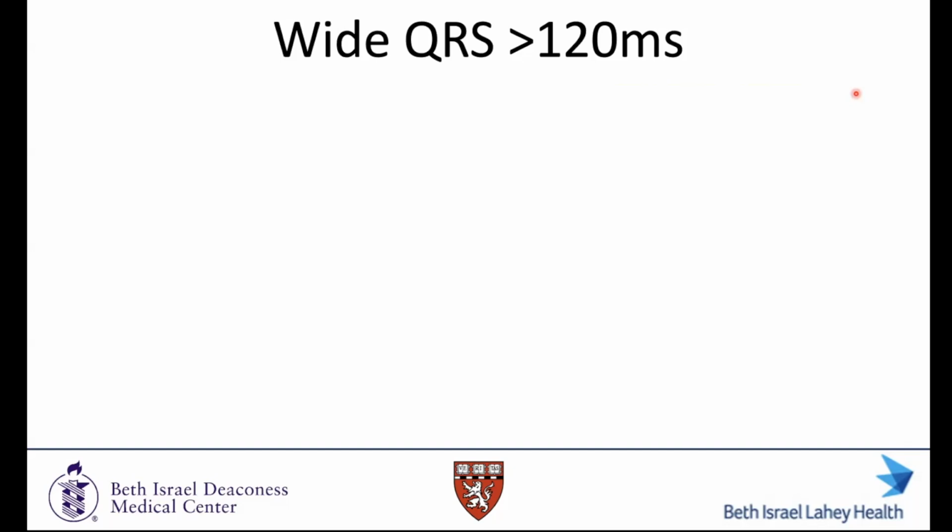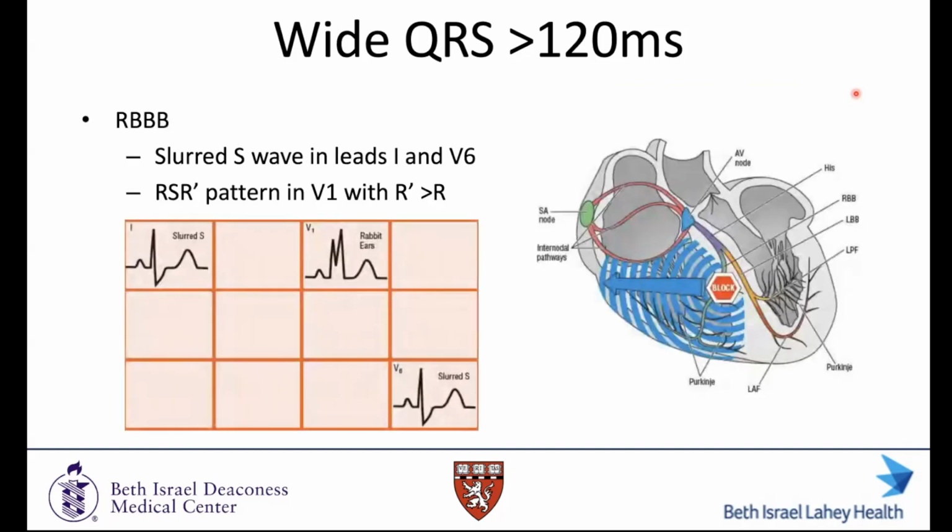So starting off with a right bundle branch block, here is our typical pattern. We have a slurred S wave in lead 1 and then in V6. And we also have this typical RSR prime pattern in V1, which is classically known as our rabbit ears or bunny ears. Note that you don't always see this typical bunny ear pattern in a right bundle branch block. And you can also expect to see some discordant changes in addition.